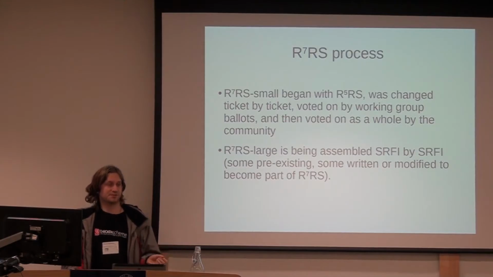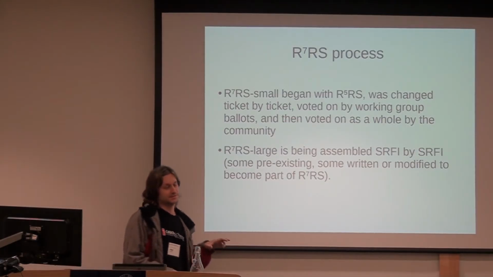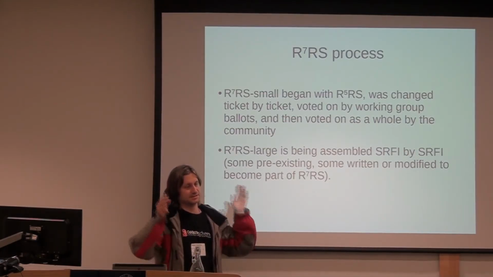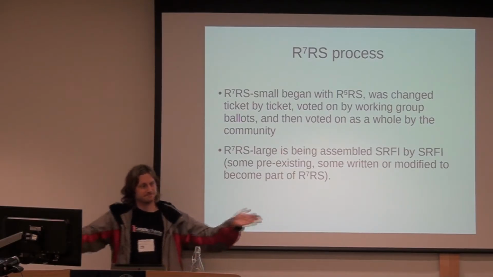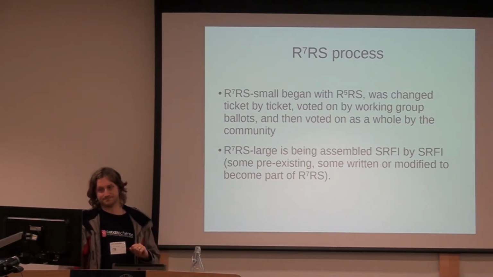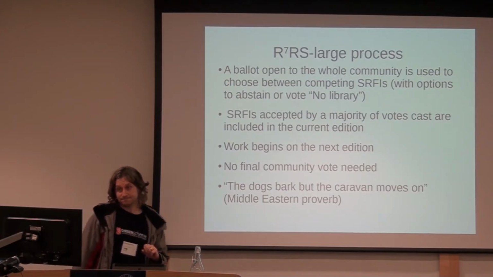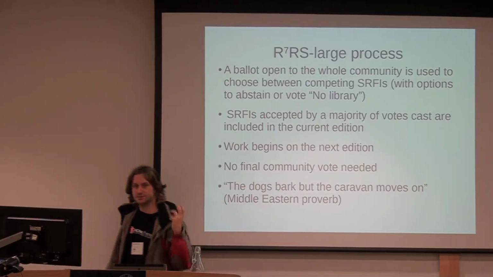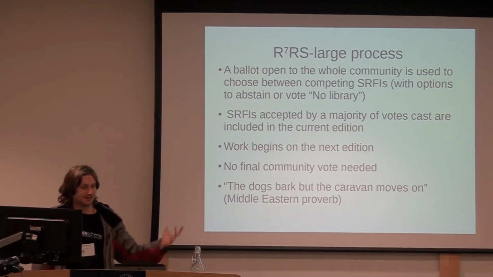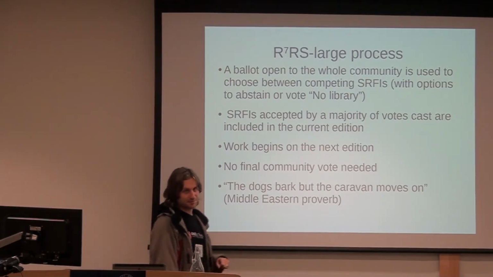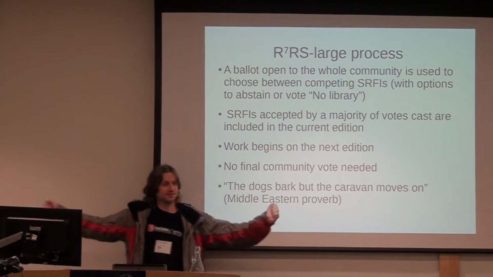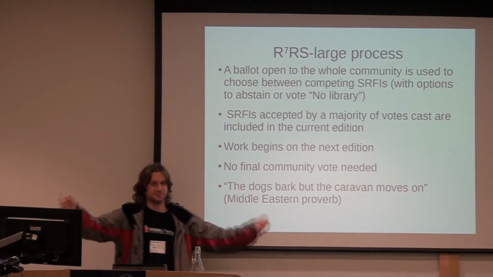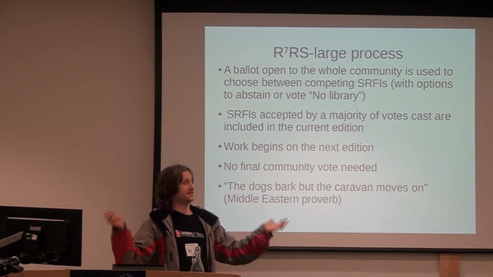So they're going through the SRFI process, and each edition of R7RS is basically a set of SRFIs snapshotted and then stuck into a PDF together that you can download. There's a lot of voting involved in this, and the ballot is open to the whole community. When we say, we want to have mutable cells or something, anybody who's interested, write an SRFI for your amazing new way of doing mutable cells. Not that there are many variations on that, but there you go.